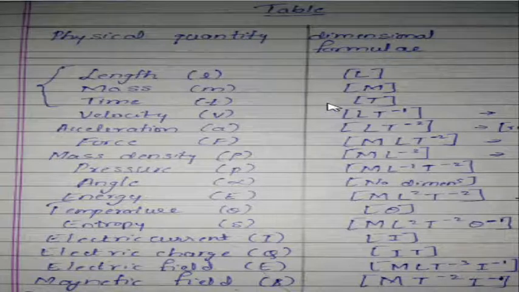Now, the dimensional formula for velocity is L T raised to minus 1. Why is it L T raised to minus 1? Because the formula of velocity is distance traveled by time taken. The distance is measured in length, that is L, and divided by time taken, that is T, that is L divided by T, that is equal to L T raised to minus 1. So this is the dimensional formula for velocity.